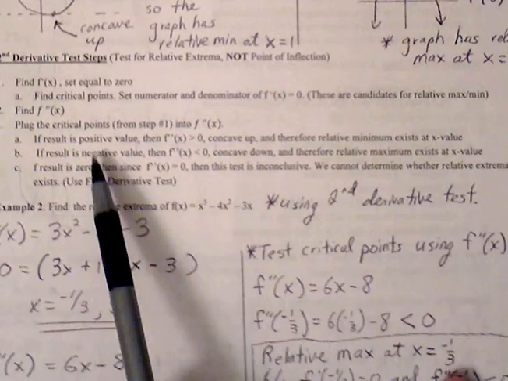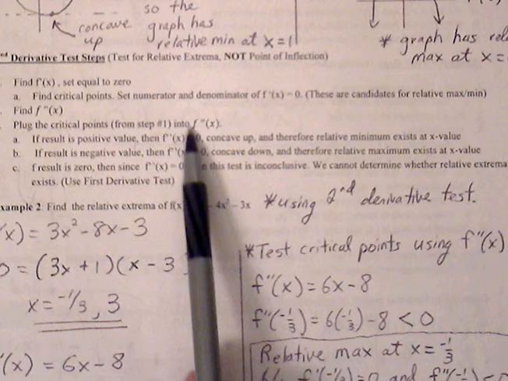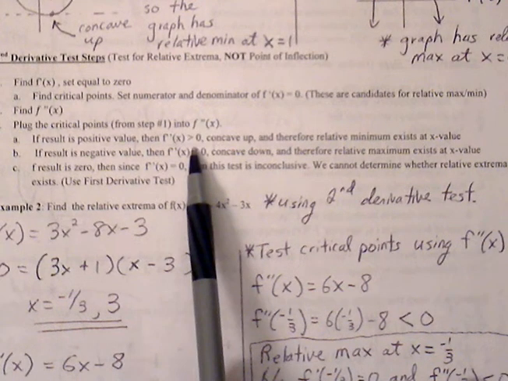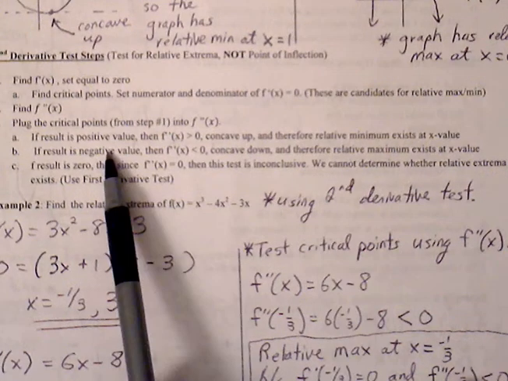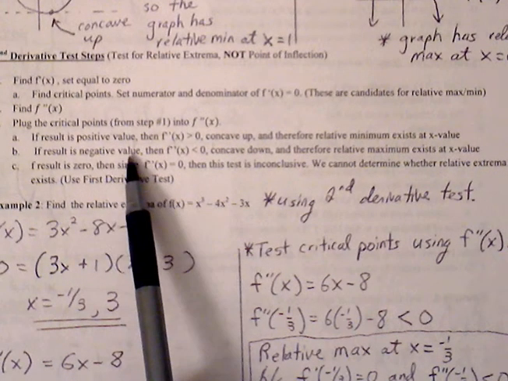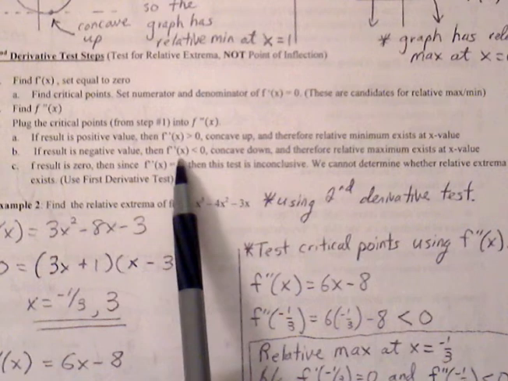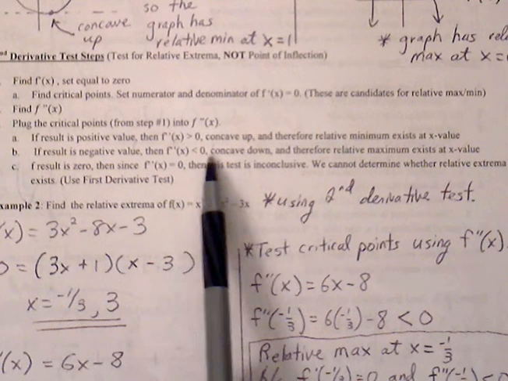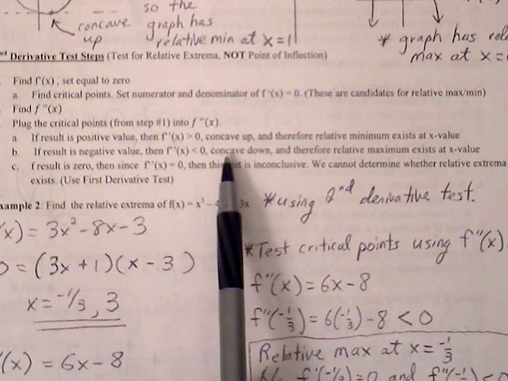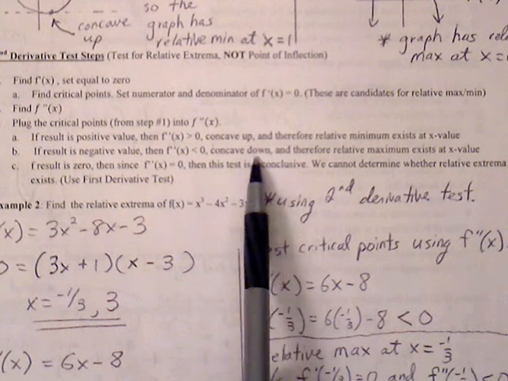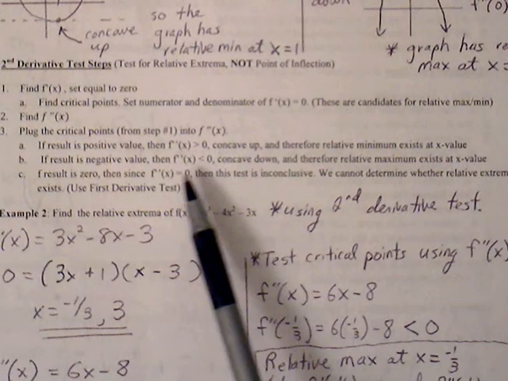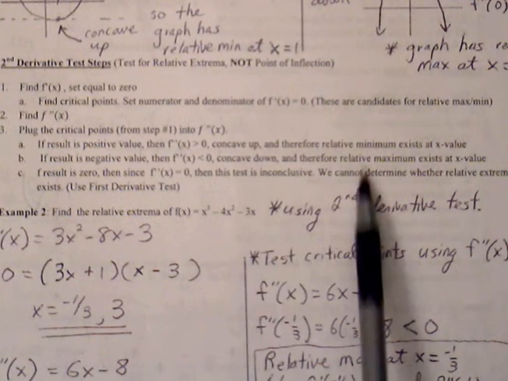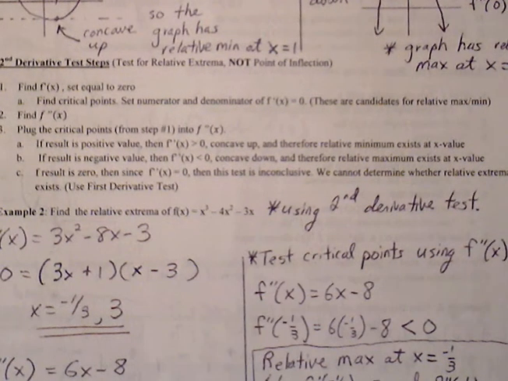Now, if that critical point from f prime produces a positive value from f double prime, that means it's part of a concave up graph, therefore a relative minimum. If that critical point is plugged into the second derivative and we get a negative value, then we know that the point where the slope is 0 is also part of a graph that's concave down, and therefore that point must be a relative maximum. And if f double prime is 0, then the test is inconclusive. We have to go through another method to find relative extrema.